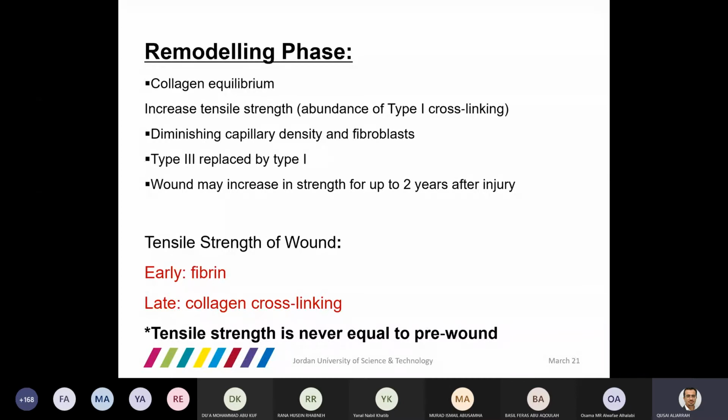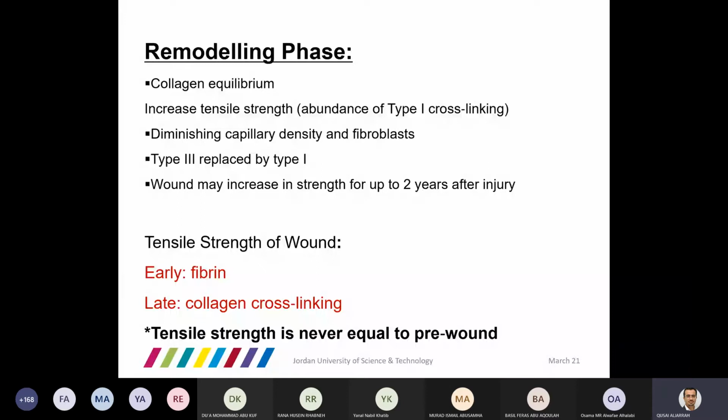هلا tensile strength of any injured structure, حتى مع best form of healing, is not equal to the pre-wounded structure, فبكون weaker. In its most fine healing it reaches 80% only.